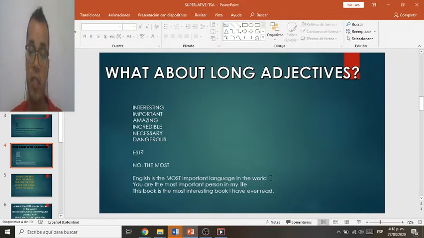Let's take a look at some examples. We have here, English is the most important language in the world. Inglés es el idioma más importante del mundo. So, I only mention English. Solamente menciono el inglés. Why? Because according to my opinion, according to what I'm saying, English is number one. I don't care about number 2. I don't care about number 3. I don't care about number 4 or number 5. I just care about number 1.